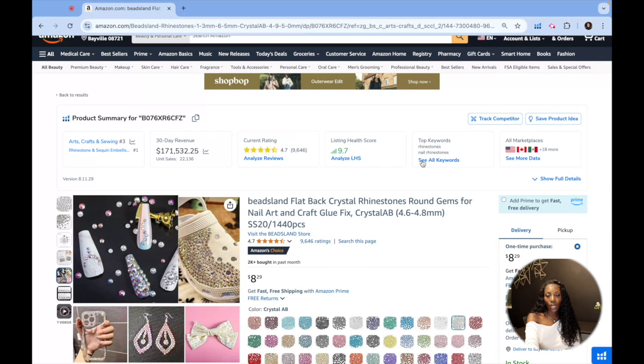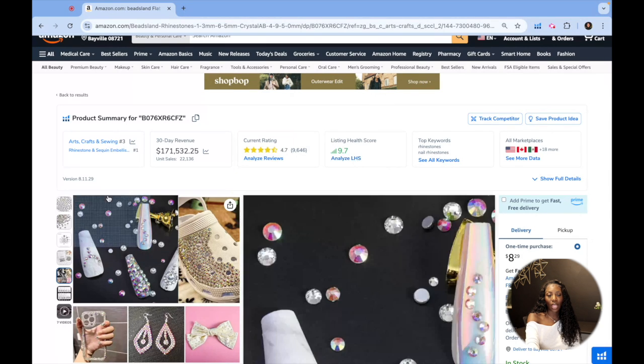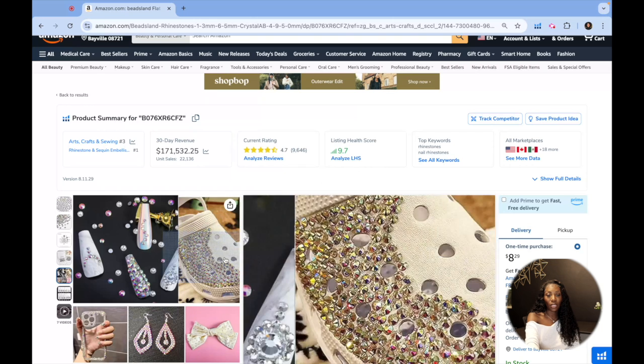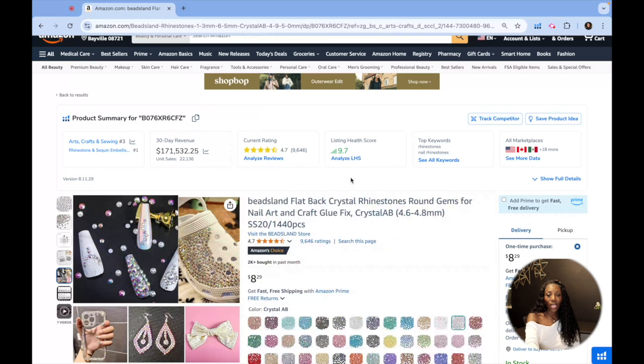Let's keep on going. This is something that I haven't showed you guys yet in this video, listing health score. This is something that is kind of unique to Helium 10, where they analyze the quality of the listing. So whether or not you're using the keywords, whether or not you have enough photos, whether or not you filled out all of the sections, and then it evaluates that. So the listing health score for this one is a 9.7, which is solid. It means that they're doing a lot of things right, and there's not much else they could do to improve upon this listing.